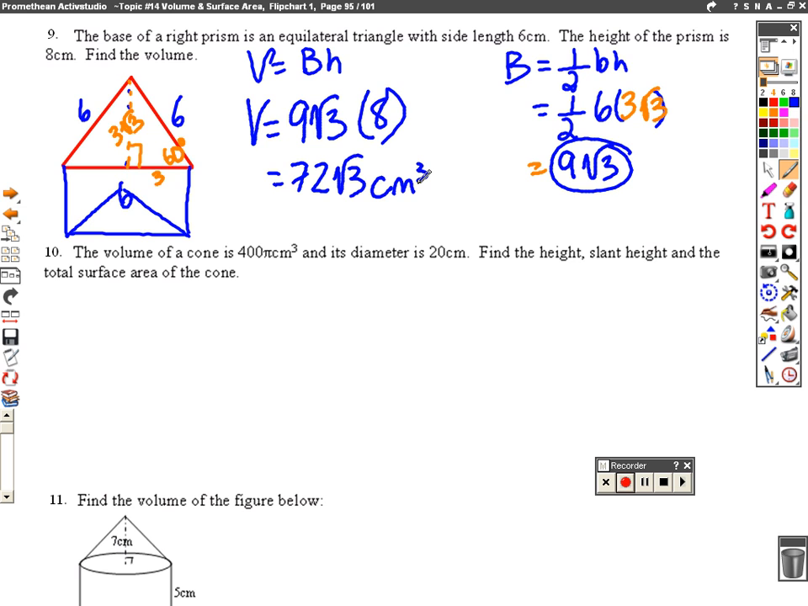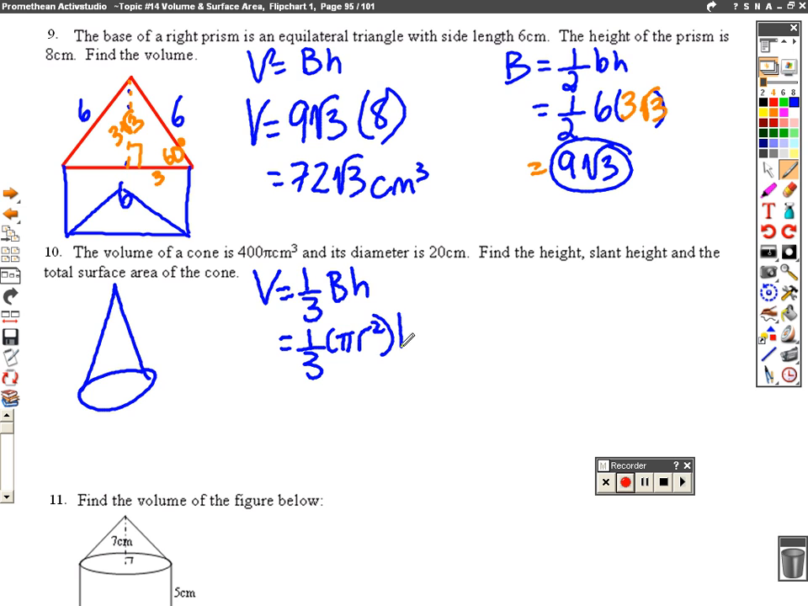All right, number 10. Volume of a cone is 400 pi centimeters cubed, and its diameter is 20 centimeters. Find the height, slant height, and the total surface area of the cone. All right, so we've got a cone, circular base, pointy top, and we know that the volume is 400 pi centimeters cubed. So I'm going to start with the volume formula for a cone, which is 1/3 big B times h.